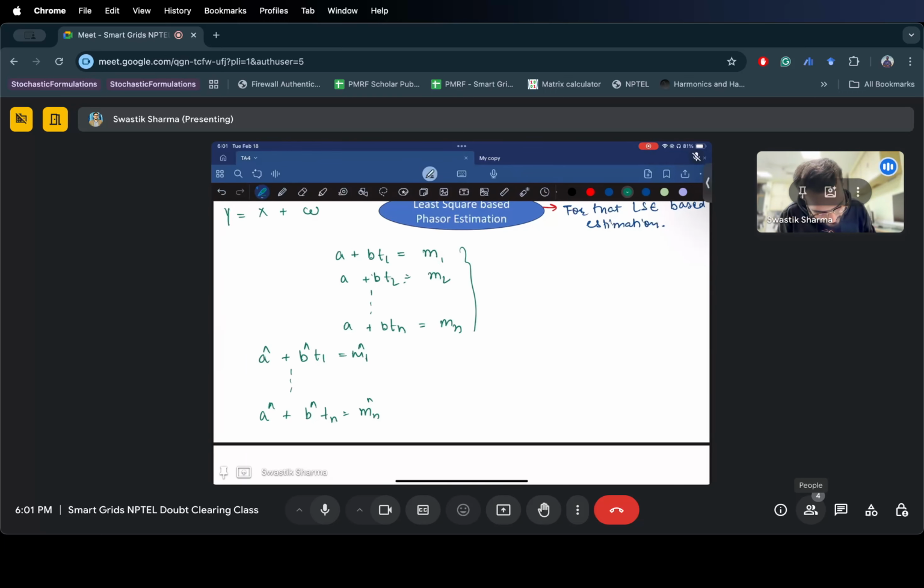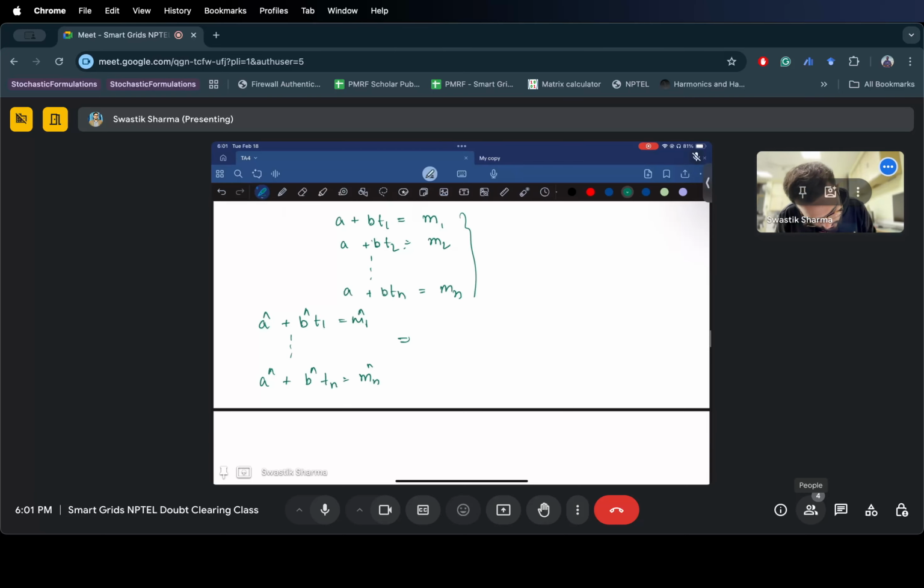So if I want to write it, it would be something like this. A cap plus B cap T1 minus M1 is equal to error 1. Similarly, A cap plus B cap T2 minus M2 will be some error 2, and you perform it for n different time steps.